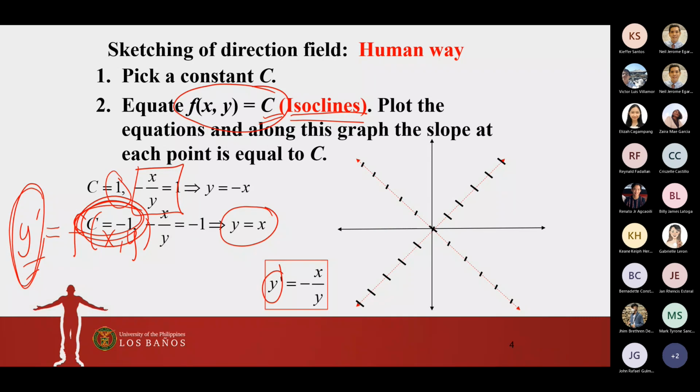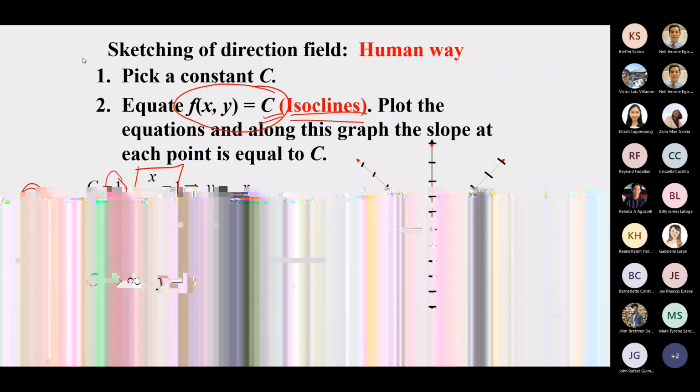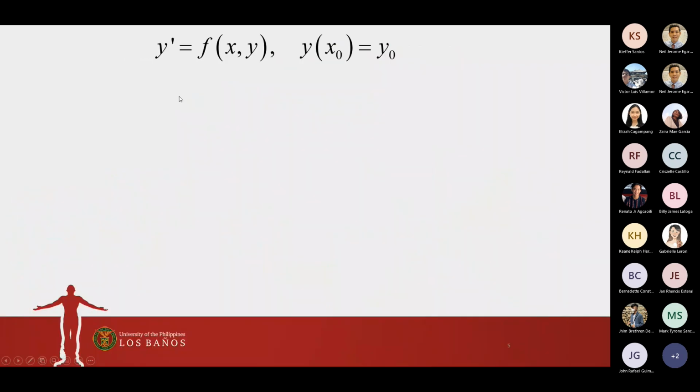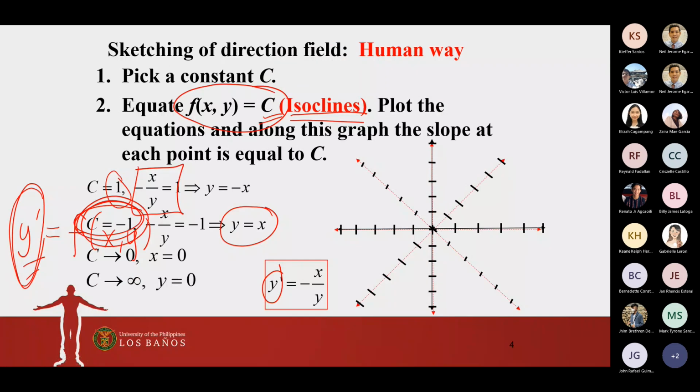Ano? And then do this for some more values, right? Until you get a nice pattern. Okay. So this would be sort of our direction field. And you will see na parang ang pattern dito ay siya ay circular. Circular yung mga solutions dito sa ating ordinary differential equation na y prime equals -x/y.